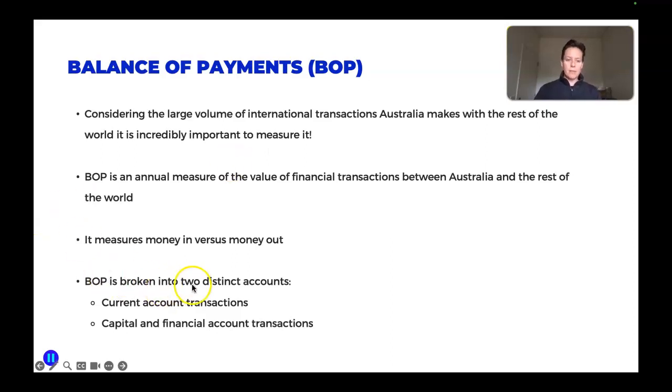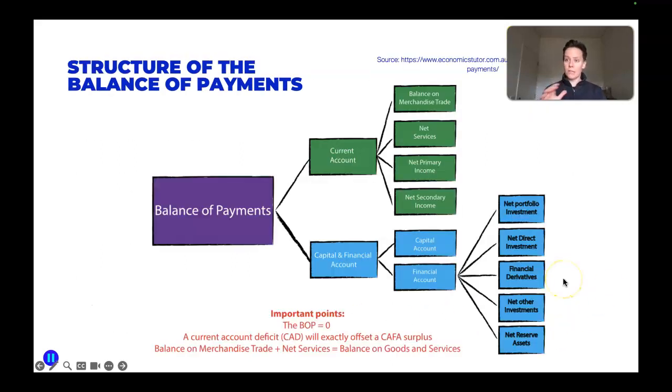The balance of payments is broken into two distinct accounts: the current account, which we will spend a lot of time talking about, and then less so, the capital and financial account, sometimes referred to as the CAFA. On paper, this is what the balance of payments looks like. If it's your first time seeing it, don't stress out. We will make sense of all these different bits.